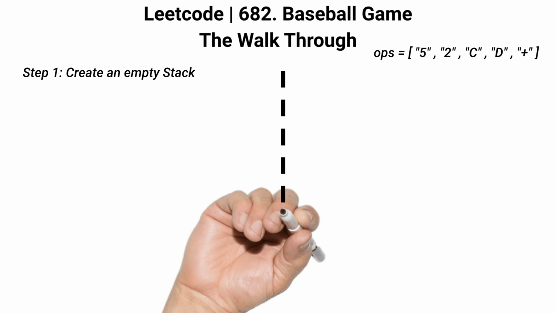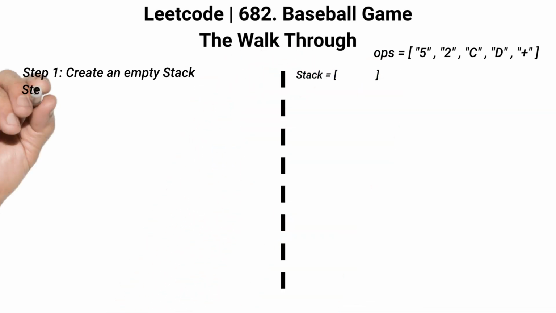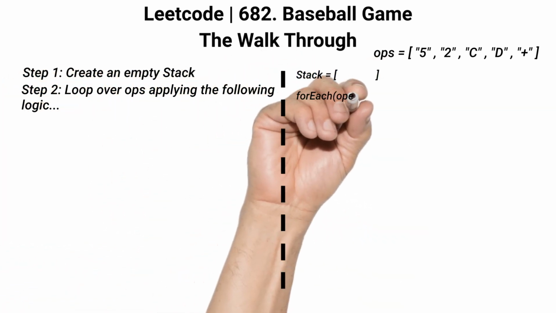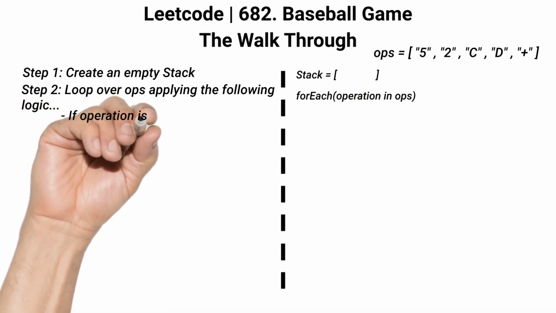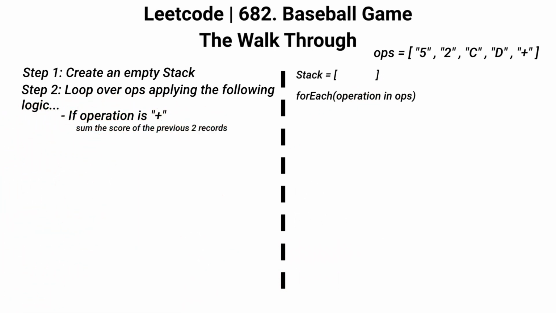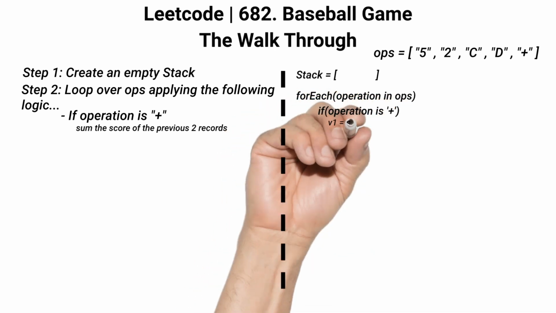Step 1. Create an empty stack. Step 2. Loop over ops applying the following logic. If the operation is plus, sum the score of the previous two records, and this can be achieved like so.